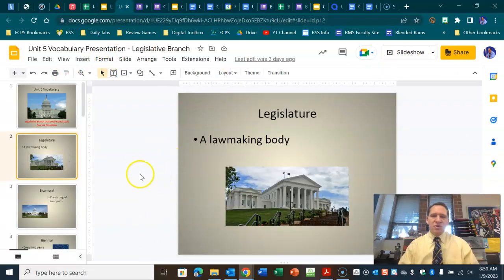All right, so the first word is legislature. You're going to see a lot of forms of that word: legislature, legislator, legislate. And it all has to do with making laws. So all those are either a person making laws, or in this case, a group of people making laws. The governing body is a legislature.